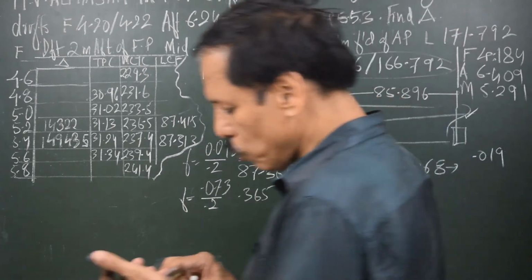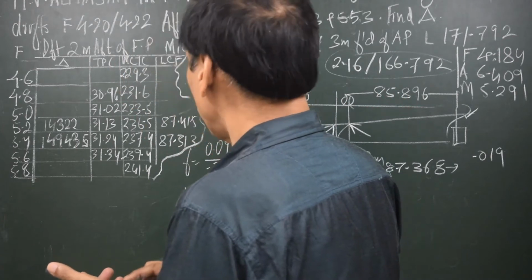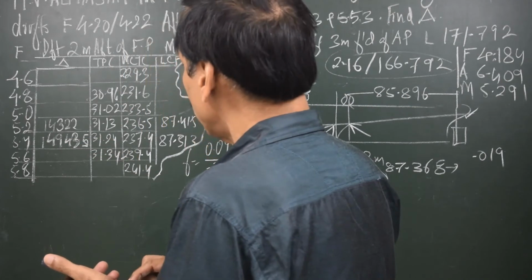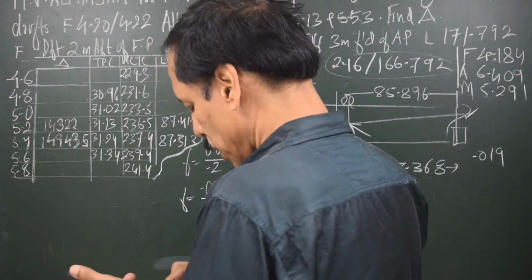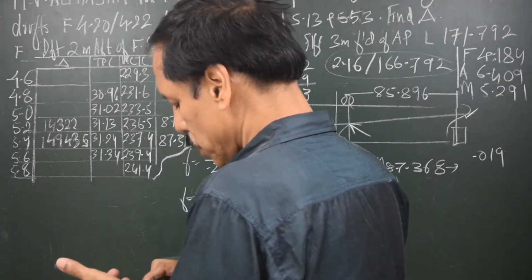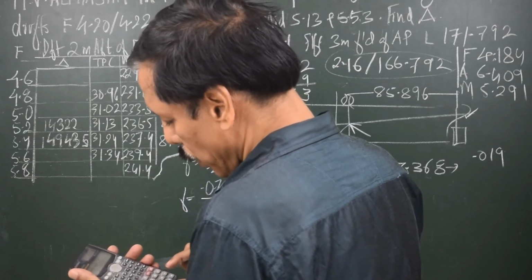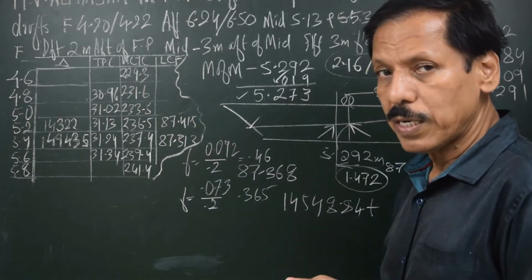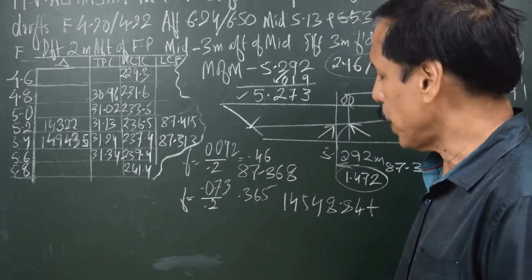So what I do is, as usual, 14943.5, that is the second value, minus the first value 14322, multiplied by factor 0.365, whatever I get, add to the first value 14322. That gives me 14548.84. This displacement has accounted for the first trim correction, right?